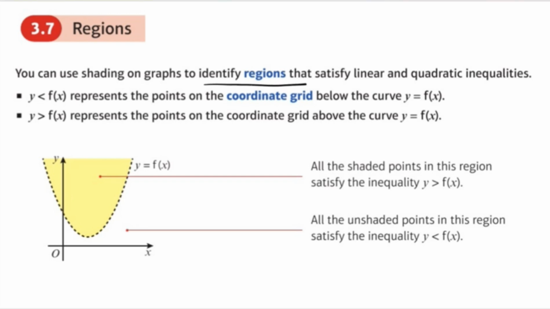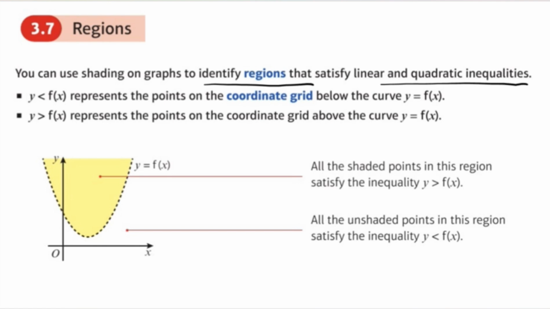We have to identify regions that satisfy linear and quadratic inequalities. So we will look at both types of inequalities and we have to check our inequalities, and according to that we have to shade the region.